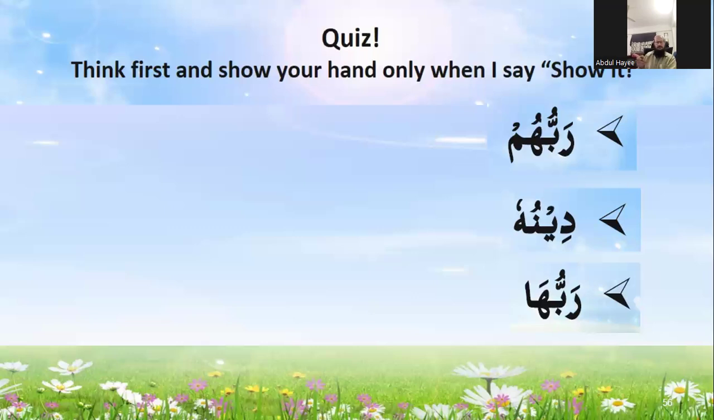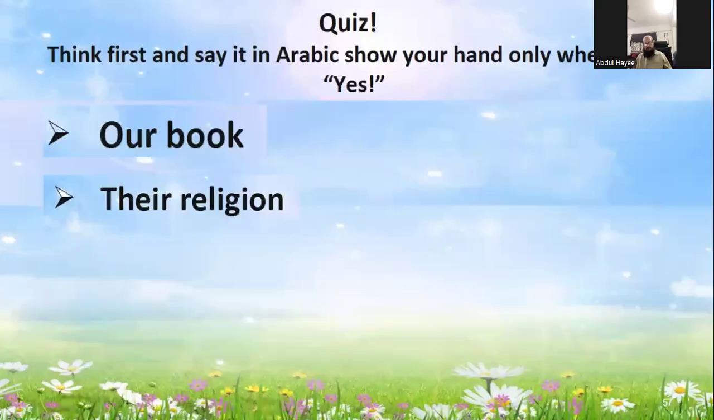Dinuhu, his deen. It means only one person. You point your hand to the right towards the person, who, and it is who, so it is a male. Dinuha, that's right hand. Dinuha, Rabbuha will be the left hand. It is her Rabb, and you point one finger to the left. So what will be some examples of our book? Our book, kitab. Kitab means book, our book. Kitabuna, our book. Their religion. Kitab, dinuhum.